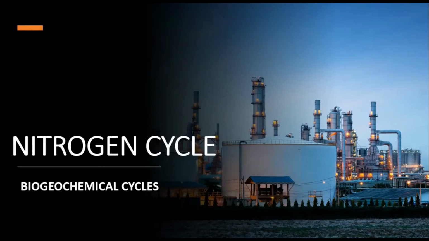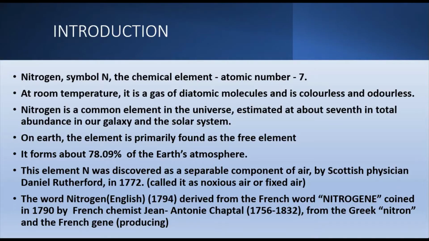Hi everyone. Now we are going to discuss the nitrogen cycle, which is one of the types of biogeochemical cycles. Nitrogen is denoted by the symbol N and its atomic number is 7. At room temperature, nitrogen acts as a gas of diatomic molecules in the form of N2, which is colorless as well as odorless.